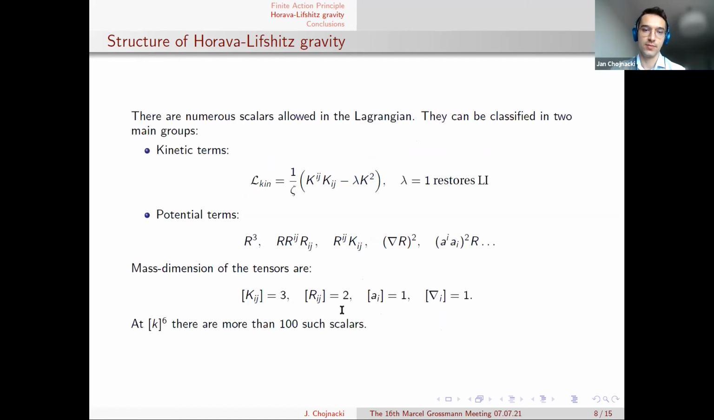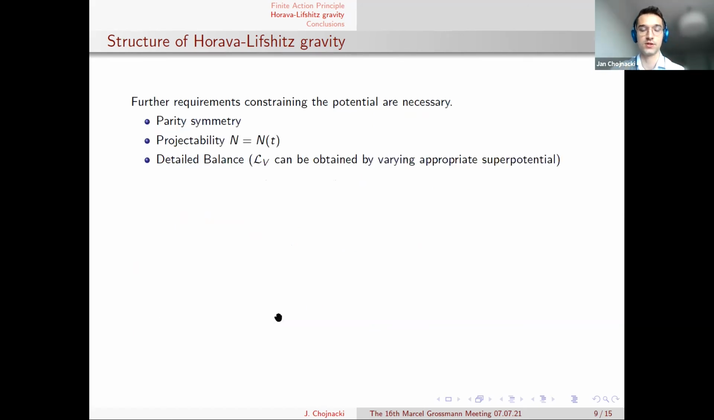Then the Lagrangian may be classified into two main groups: kinetic terms, which look like that, and numerous potential terms, which are just contractions of all the tensors that we have. And at order 6, there are more than 100 of such scalars. So we need additional symmetries to restrict their number.